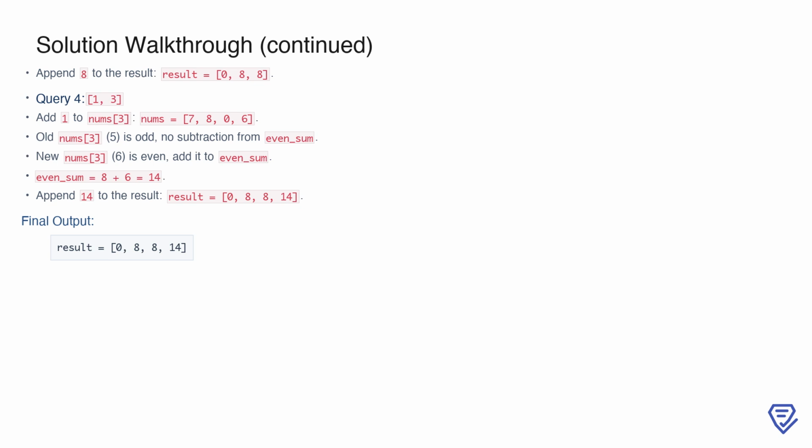For the third query, [-5, 2], we add -5 to nums[2], updating the array to [7, 8, 0, 5]. The old value at nums[2], which was 5, is odd and does not affect the even_sum. The new value, 0, is even, so we add it to the even_sum, but since adding 0 does not change the sum, the even_sum remains 8.